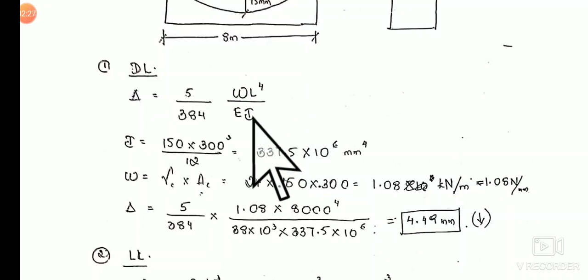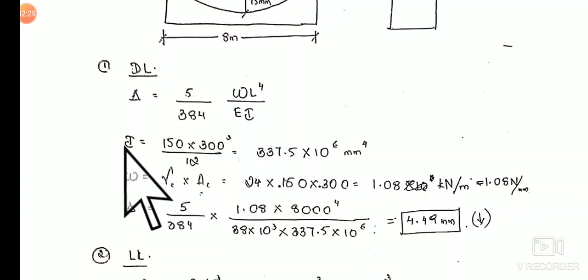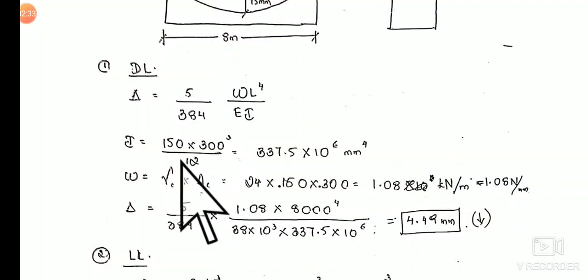I, moment of inertia for a rectangular section, is given by B d cube by 12. B is 150 mm, depth D is 300 mm, B d cube by 12. On simplification we are going to get 337.5 into 10 raised to 6 mm raised to 4. So this is the moment of inertia.